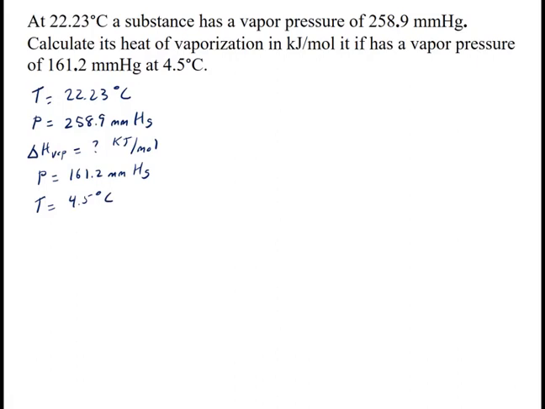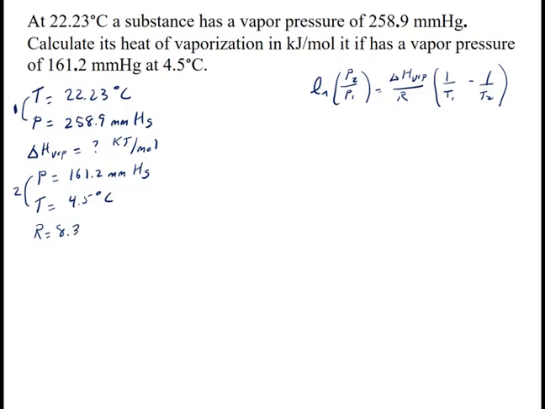an unknown. Again, the equation is natural log of P2 over P1 is the delta H of vaporization over R, 1 over T1 minus 1 over T2. Okay, so if I make this one, because it was the one listed first, and this one two. R, of course, is a constant, which means it's the same on every one.